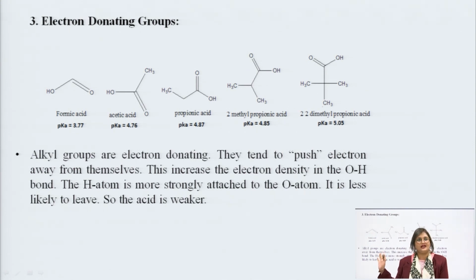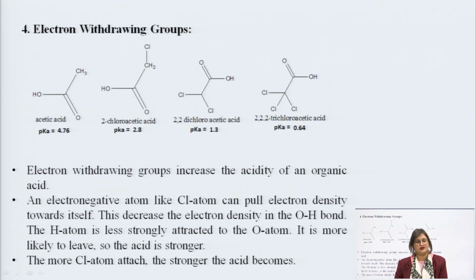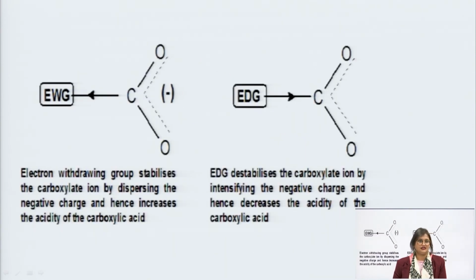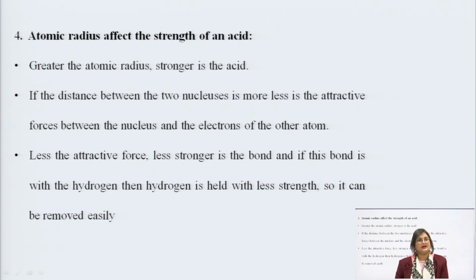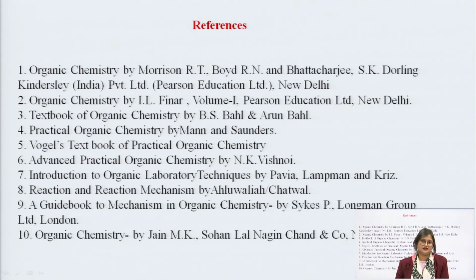Here we can see the effect of electron donating groups. Alkyl groups are electron donating groups; they tend to push the electrons away from themselves. This increases the electron density in the OH bond. The hydrogen is more strongly attached to the O atom, so it is less likely to leave. So, the acid becomes weaker, whereas an electron withdrawing group increases the acidity. Atomic radius also affects the strength of an acid. The greater the atomic radius, the stronger is the acid.